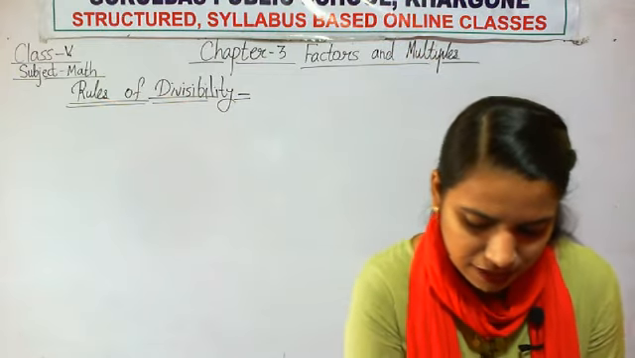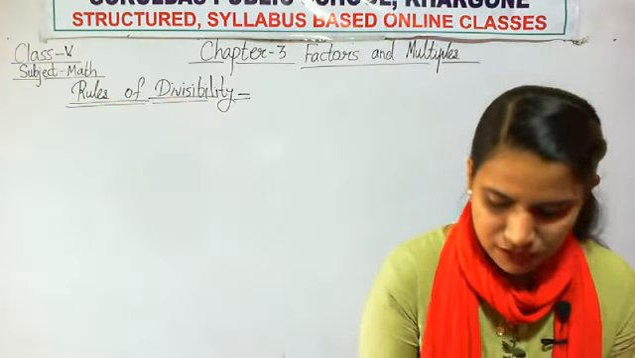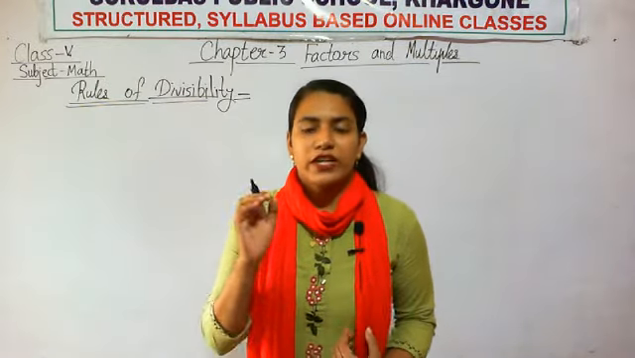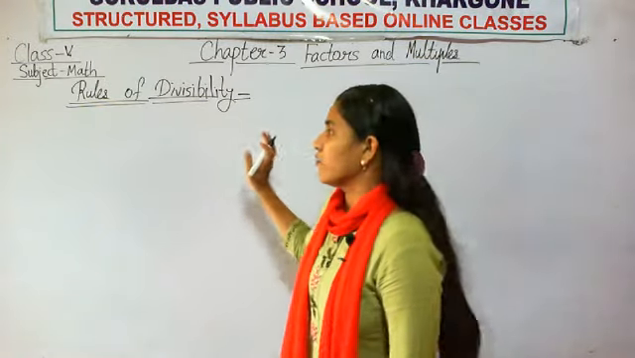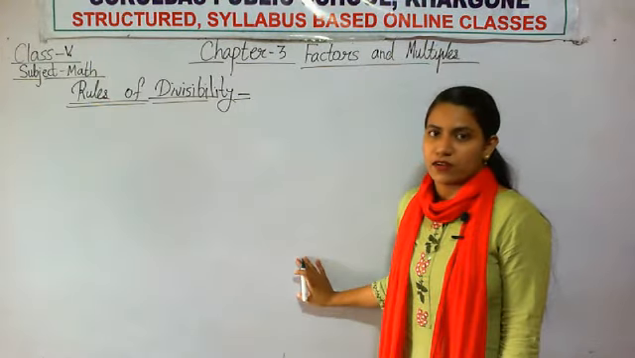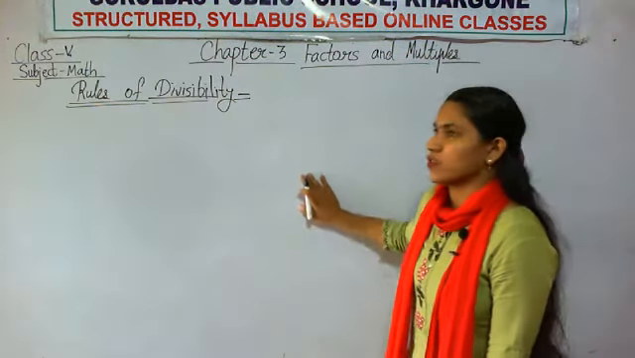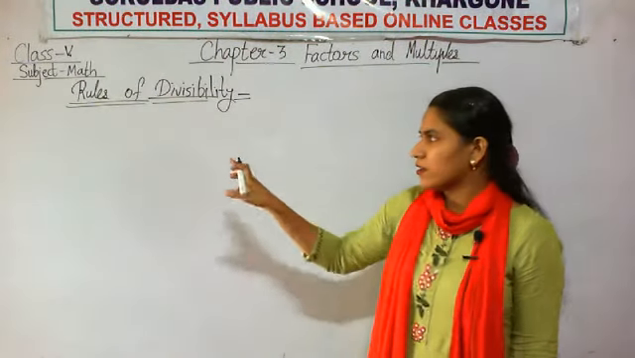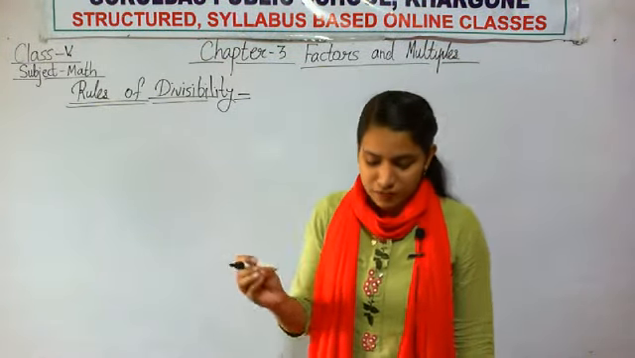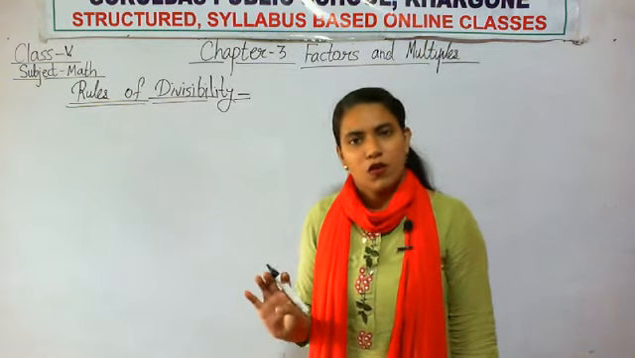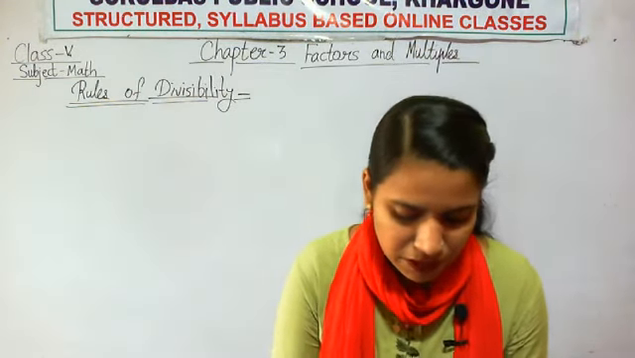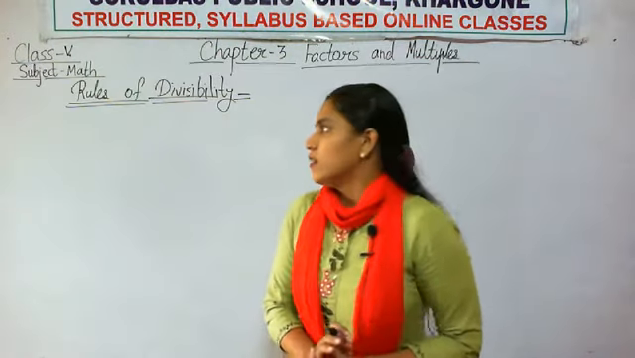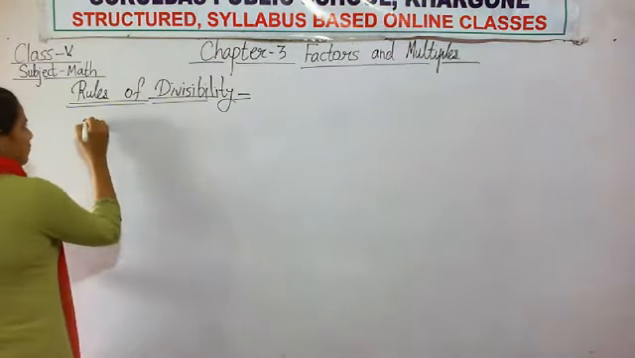So let us learn the following rules. Using these rules of divisibility, you will be able to tell whether a number is divisible without doing the process of division. Without doing the process of division, you can guess whether a large number is divisible by 2, or divisible by 3, or not. Okay, so divisibility rules, let us learn. The first rule is divisible by 2.